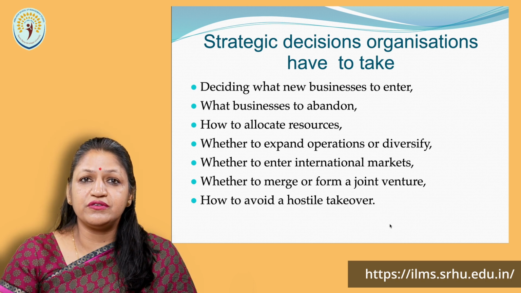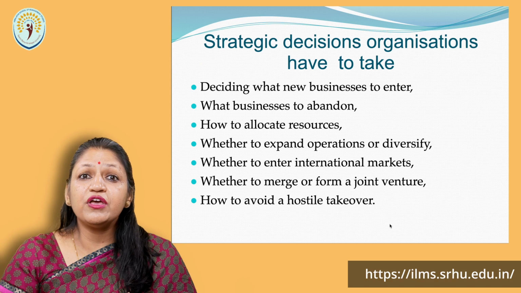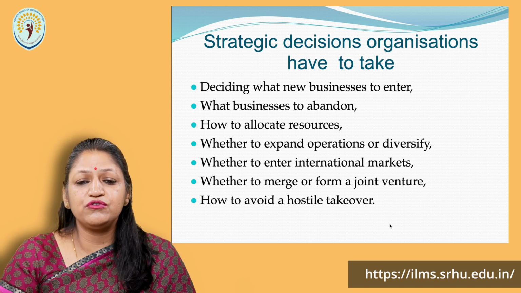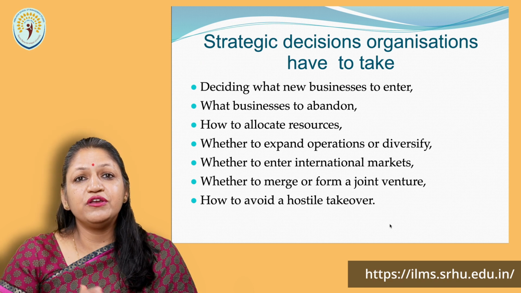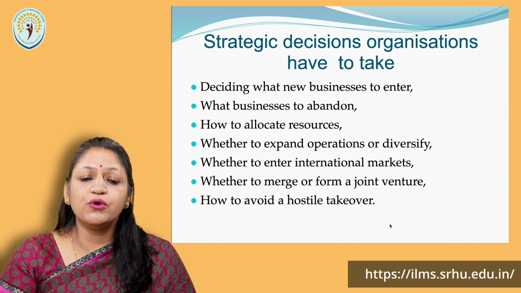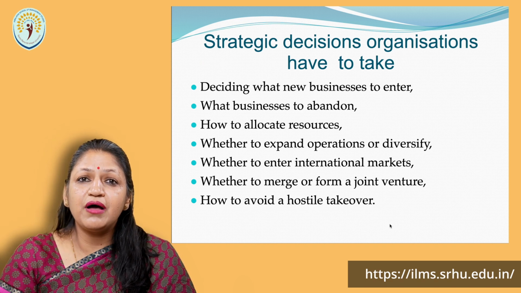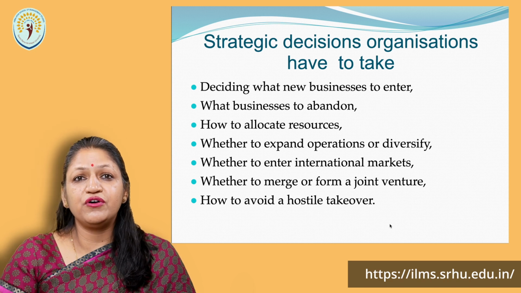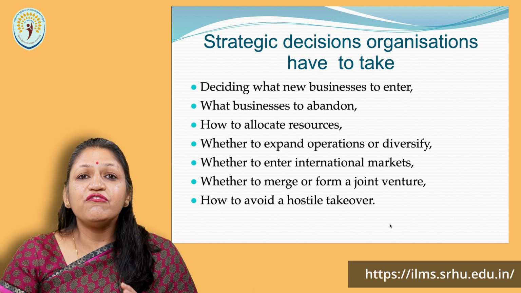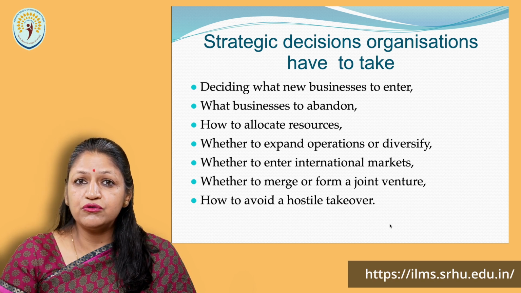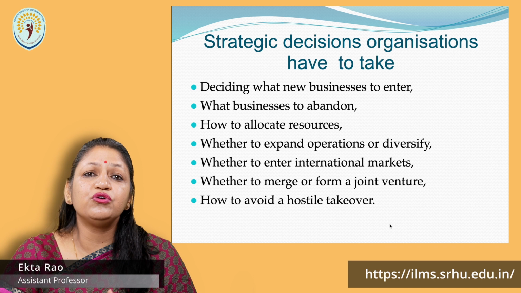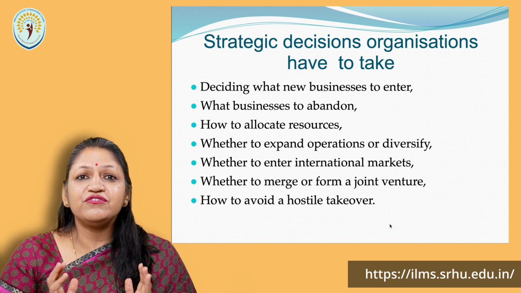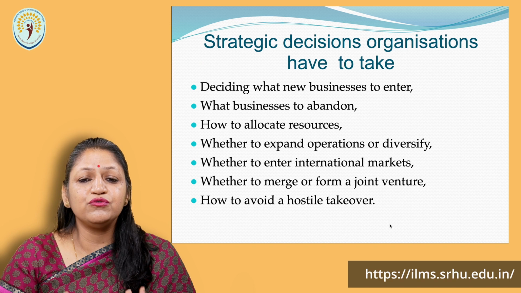How to allocate the resources, whatever funds the firm has, where it has to allocate, in which businesses it has to allocate. Whether to expand the operations or diversify. What are the different areas in which we want to go? Whether to enter the international markets, whether we want to remain only a domestic firm or whether we want to enter into the international markets. If we are expanding, should we go in for a merger? Should we go in for a joint venture? How are we going to manage if somebody wants to take over the firm? So these are the strategic decisions which any firm has to take.